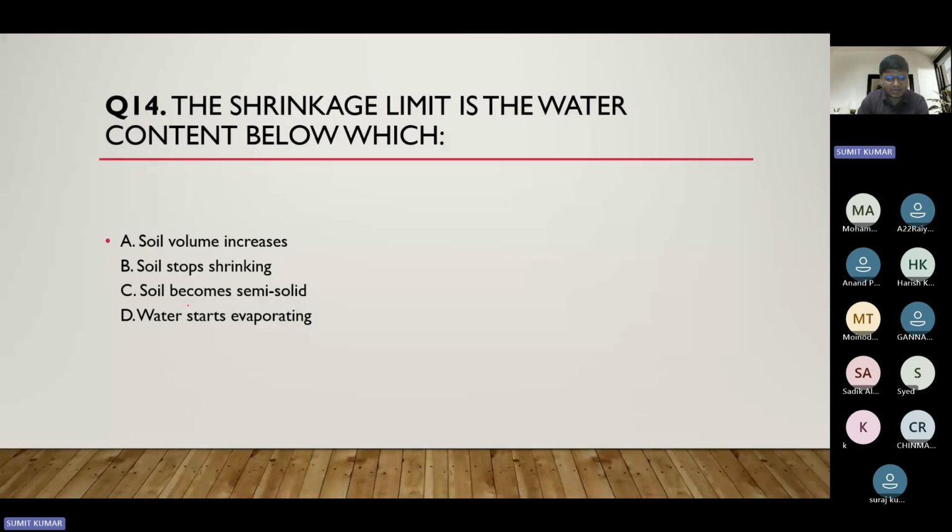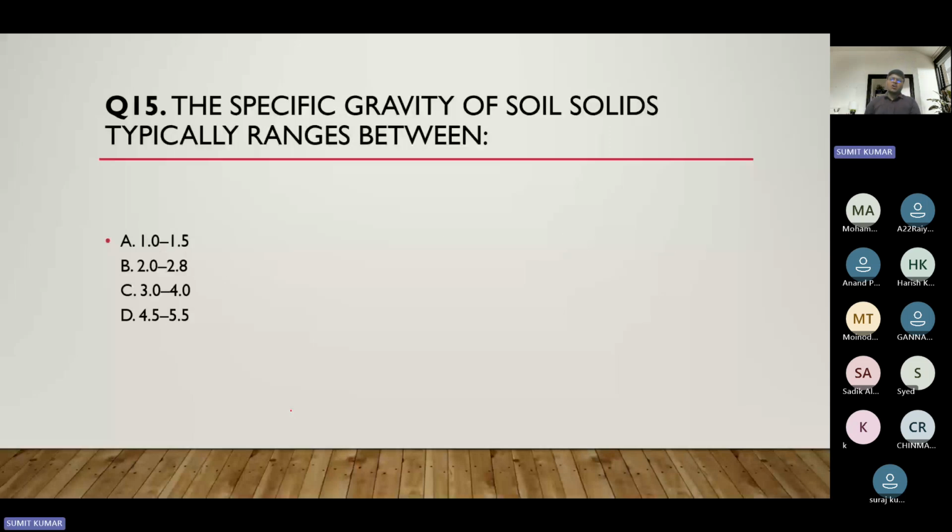Next is: the shrinkage limit is the water content below which the volume doesn't change. As I remember, I don't know what the options are. Solid volume increases, no. Soil stops shrinking, right? Soil becomes semi-solid, no. Water starts evaporating. So option B is correct. All right. The specific gravity of soil solids typically ranges between.